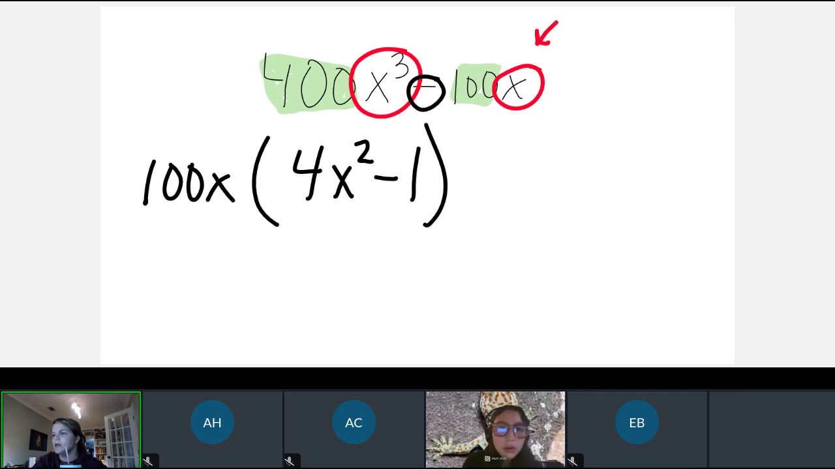And then, yeah. Do we always subtract the exponent? When you're dividing, yes.